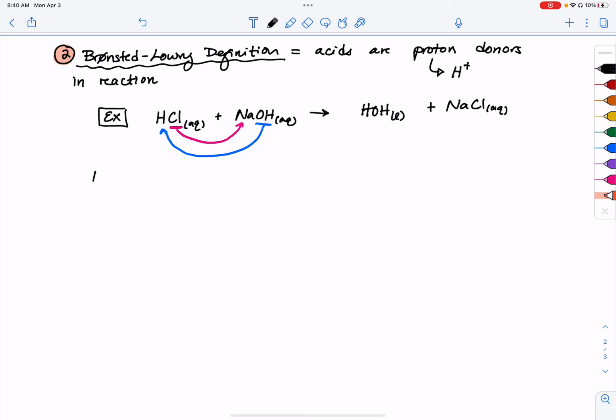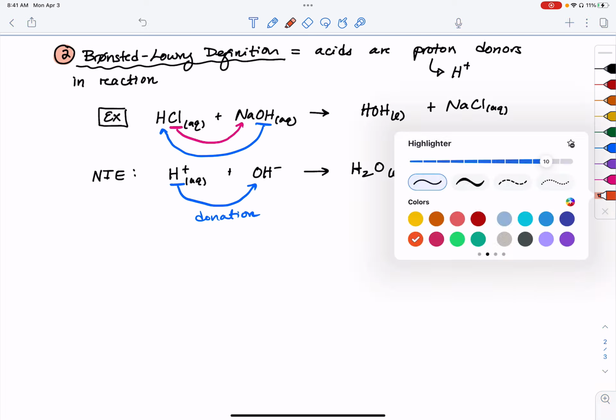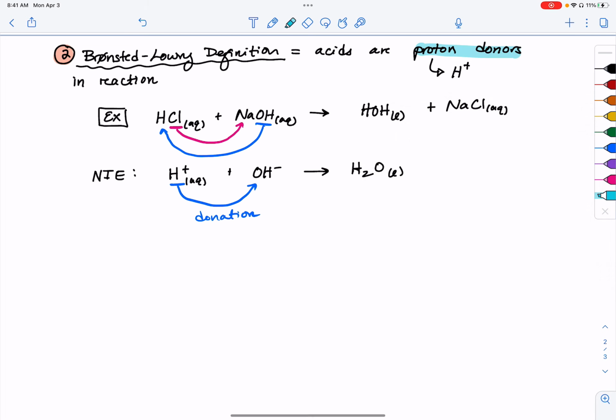And if I were to look at the net ionic equation for this, I would find that I would have my acidic proton being donated or given to that OH minus to form HOH or H2O. So if we are proton donors, meaning if that H plus is given to something else in a chemical reaction, then we are a Bronsted-Lowry acid.